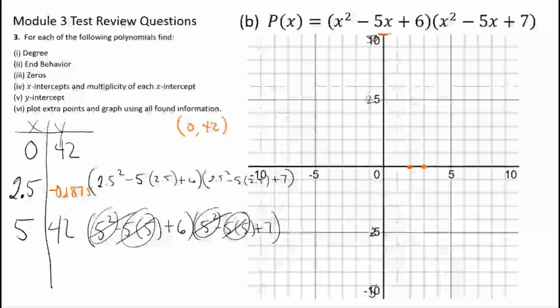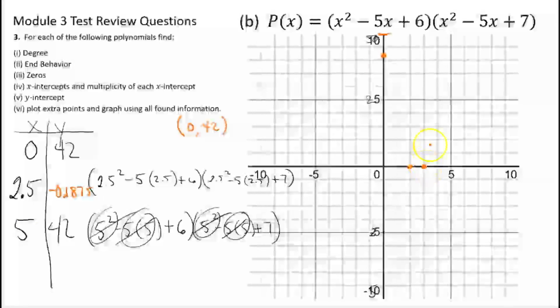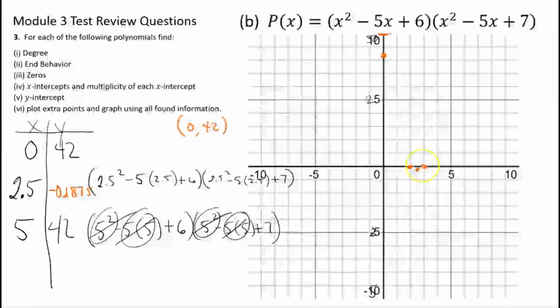And now let's plot our points. So 0, 42. So again, 25, 30, 35, 40, 42 would be right there. And then 2.5, halfway between 2 and 3, we got negative 0.1875. So that's, oh my goodness, teeny tiny. I'm still making it lower than it actually is. Because, oh, and it disappeared. What's up with that? Okay, there we go. And then 5, 42. So 5 right here.